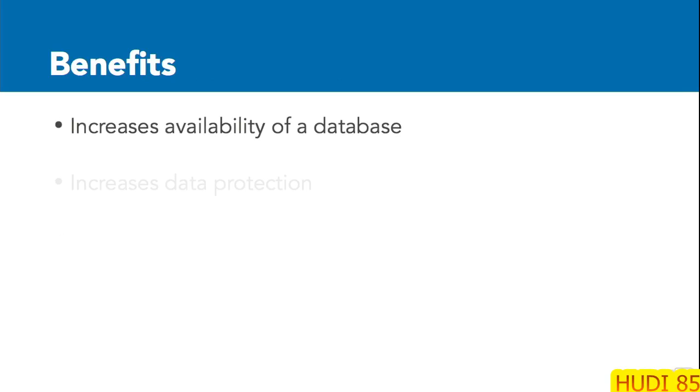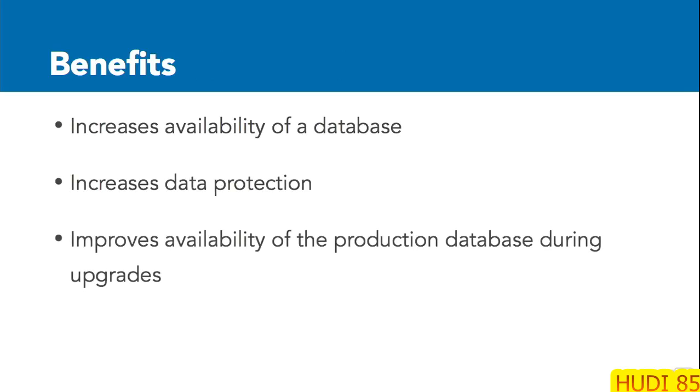Some of the benefits of working with database mirroring are that it increases the availability of a database. It also helps to increase data protection, and it improves the availability of a production database during upgrades. Essentially, you have the ability to take a production database offline, switching over to the mirrored version of that database, and allow users to continue accessing the data as if nothing had happened.